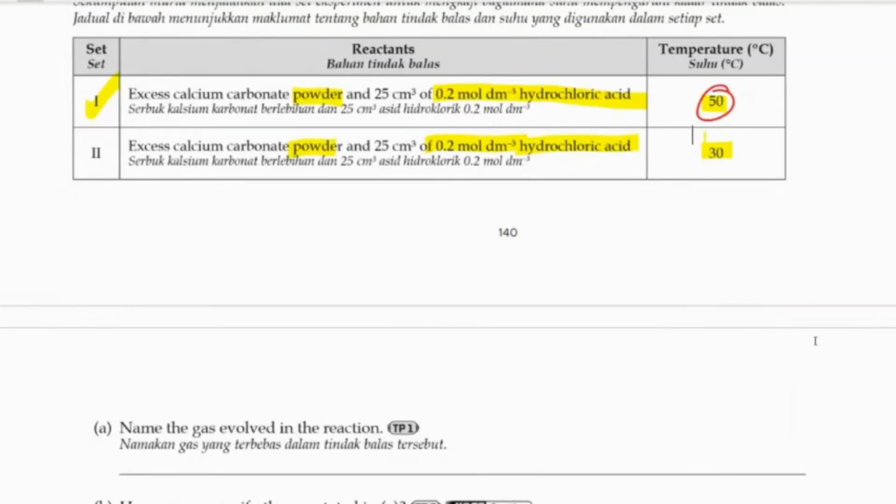Higher temperature. So, in this reaction, calcium carbonate powder, what is the gas involved in the reaction? Calcium carbonate and hydrochloric acid. So, what is the gas released? Carbonate, right? So, carbonate, you produce what gas? What gas is released? Anyone? Carbon dioxide, no? Yeah, so no need to think for this. Carbonate, confirm it is carbon dioxide.